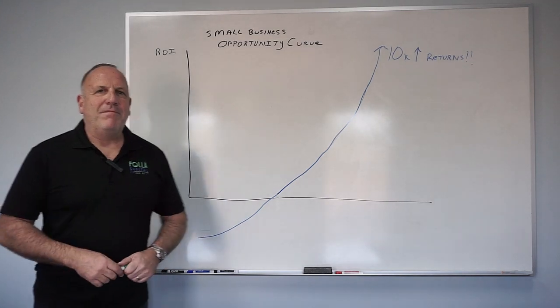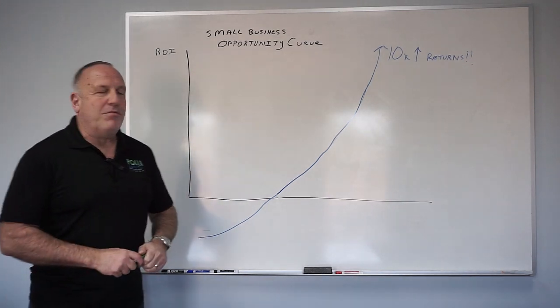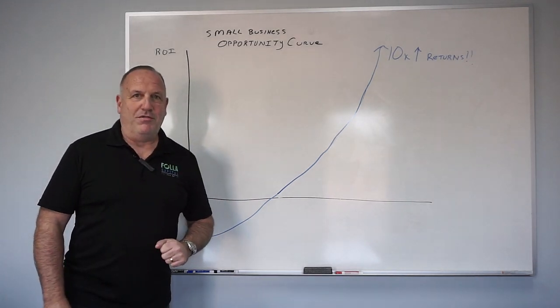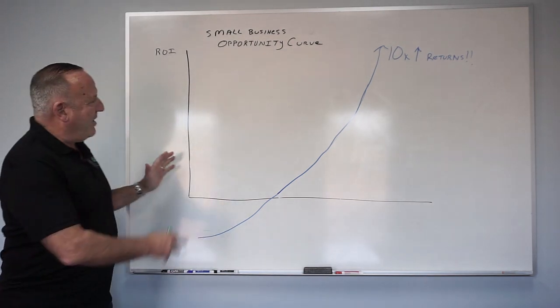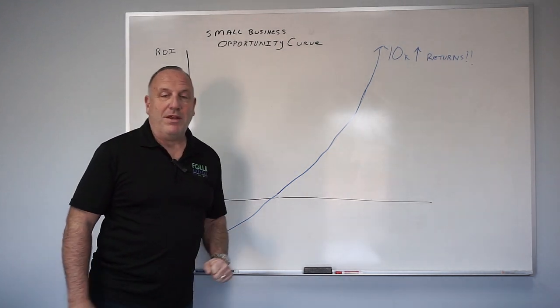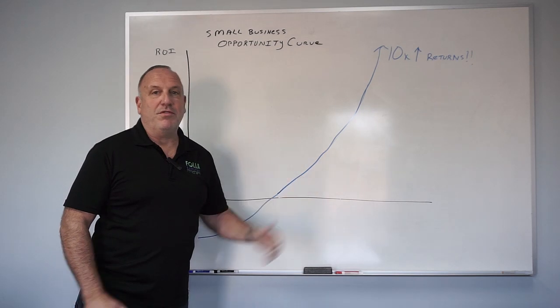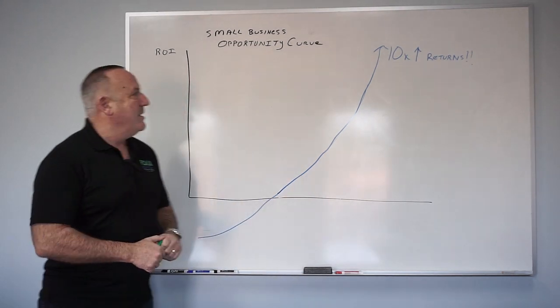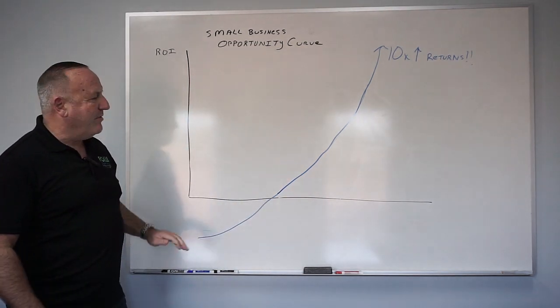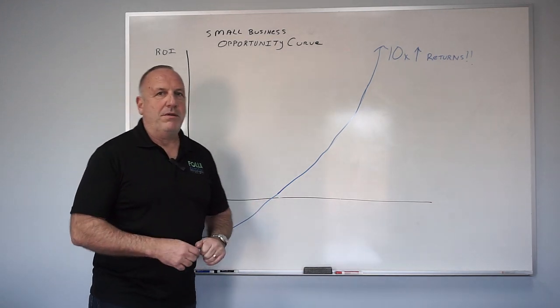Hi, welcome back. In this short, we're going to cover what I call the small business opportunity curve. What you're looking at is return on investment and being a small business owner or an investor in a small business that you funded. So we have ROI on this axis, and then we have this curve I'm going to talk about.